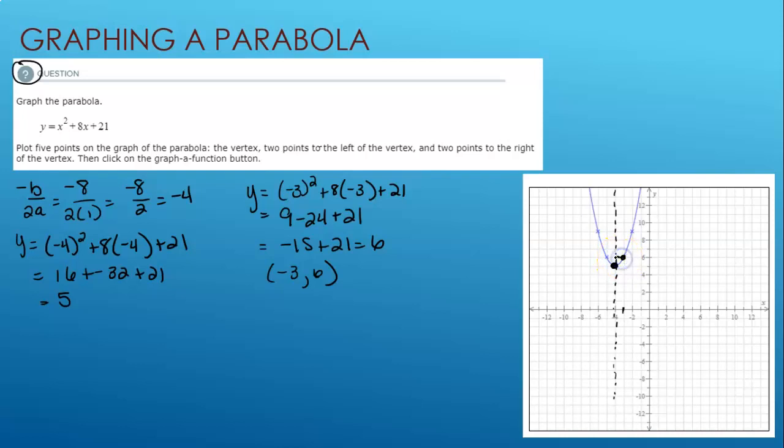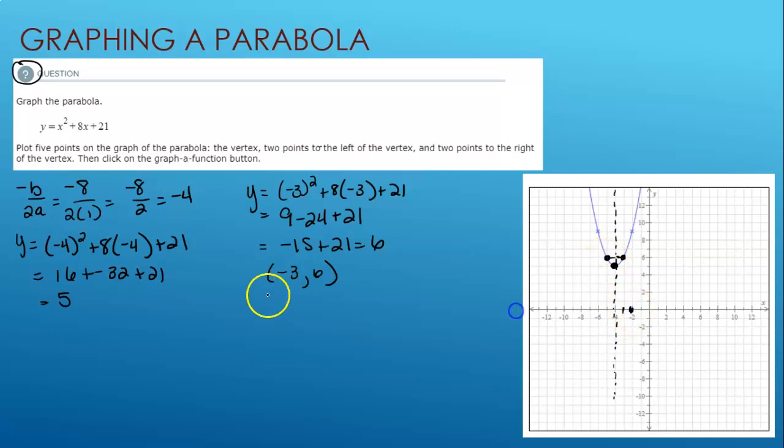My axis of symmetry is in the middle. If this point is one space from the axis of symmetry, there's a point on the other side that mirrors it. So I've used negative 4, then I use negative 3. I don't want to use negative 5. I've already got a point there.